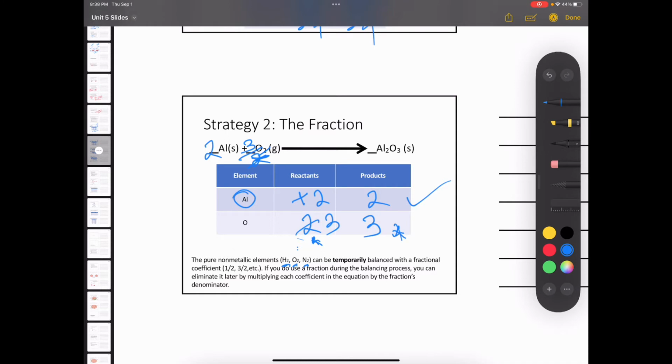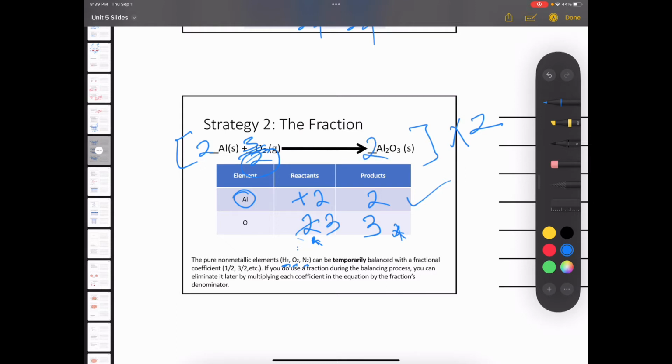Now, all right, let me clear this off. So there is 2 aluminums and there's 3, 2. Now, in a stoichiometric balance, we can't have fractions. So what we need to do is get rid of this fraction. The way to do this is to multiply both sides of the equation by the denominator of that fraction. So that's a 2, then I'll have to multiply by 2. Okay? So the final equation would look like this.